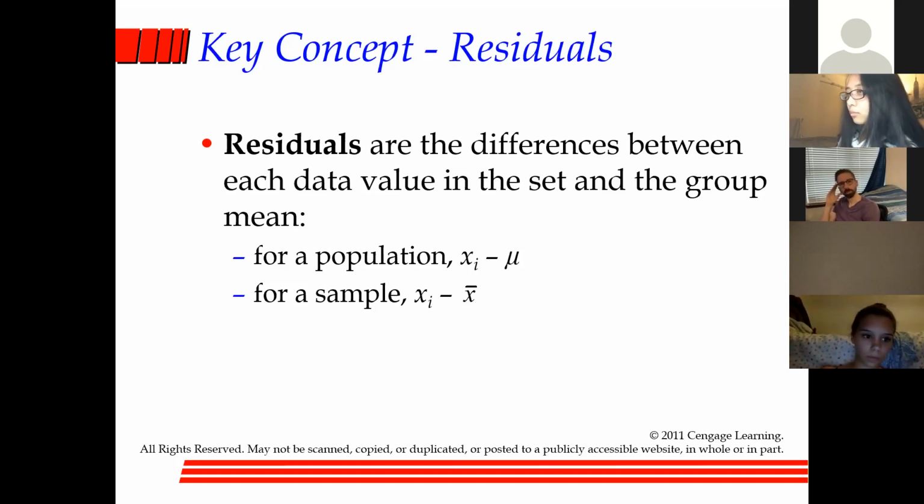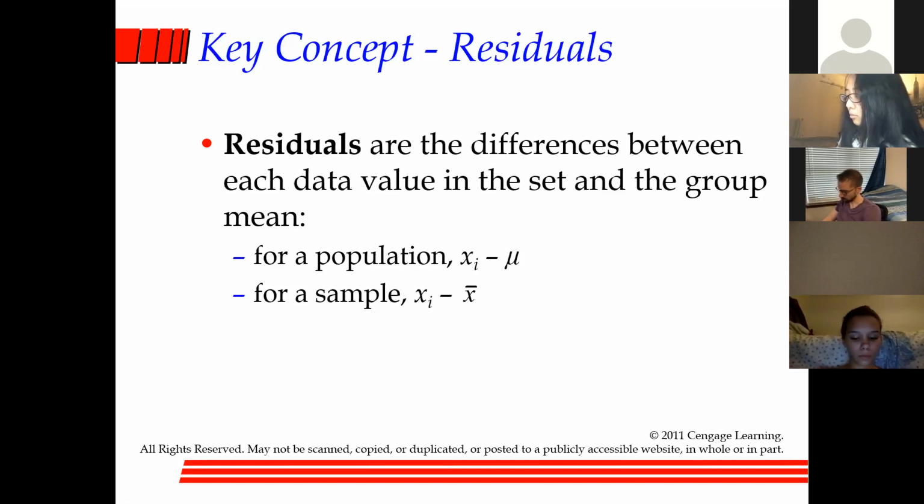So, but don't get confused about that now. I think it's unusual for them to use this term here in the book, but just know that residual in this particular setting means deviation from the mean. All right, that's all it means.